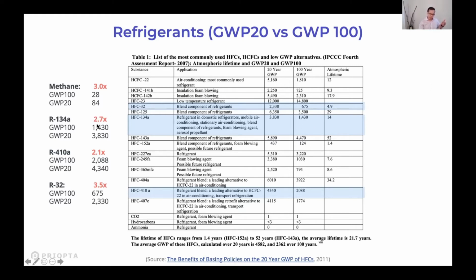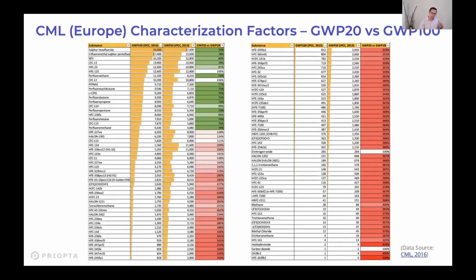But if compared to GWP 20, you can see they're typically 2 to 3 times higher than the GWP 100 numbers. So that's just something to keep in mind when we're talking about blowing agents. And I've actually taken the CML inventory. So in North America, we use TRACI, but in Europe, they use CML. This is the characterization factors that we use to equate different greenhouse gases into CO2 equivalents.